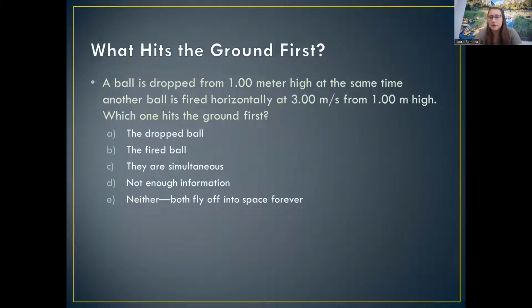What hits the ground first? So here, if we have a ball that is dropped from 1 meter high at the same time that another ball is fired horizontally at 3 meters per second from 1 meter high, which one hits the ground first?